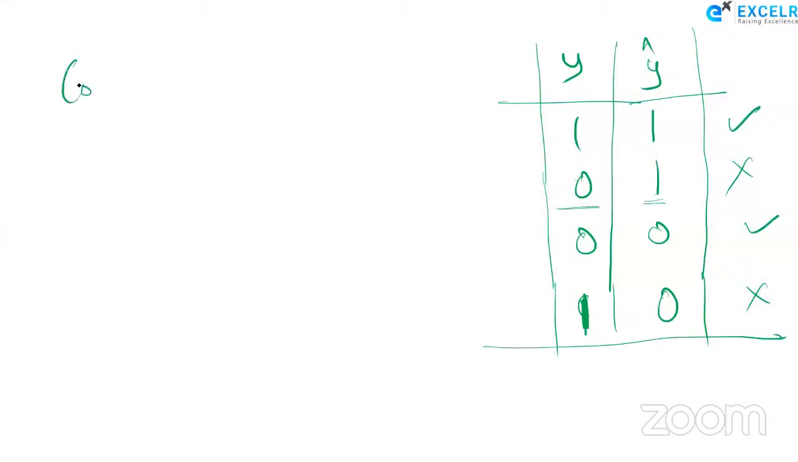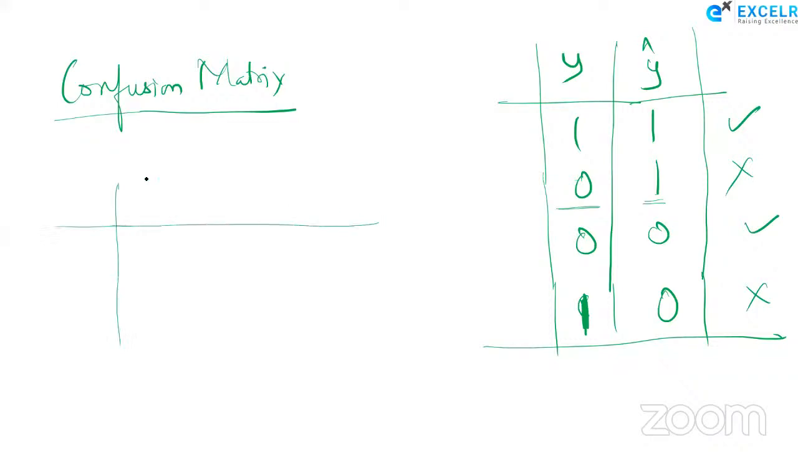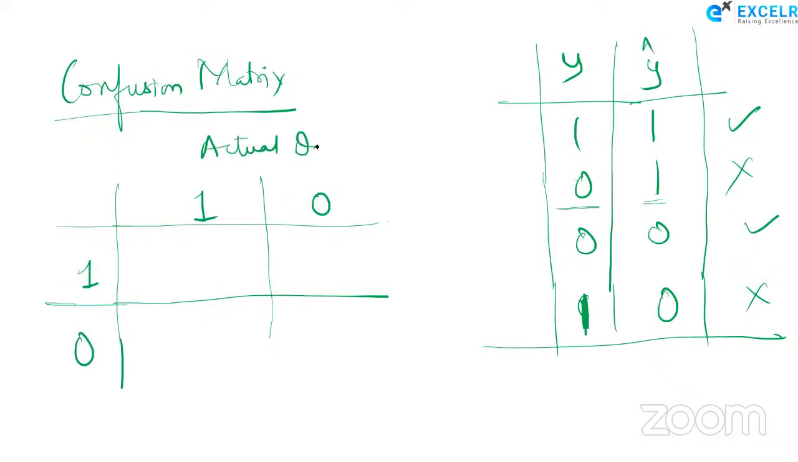So we build something called a confusion matrix. Now what is this confusion matrix all about? The confusion matrix is built like this, okay. So this is 1, this is 0, this is 1, this is 0. This is your actual data, this is your predicted data, okay. So basically this is your y, this is your y cap, okay.